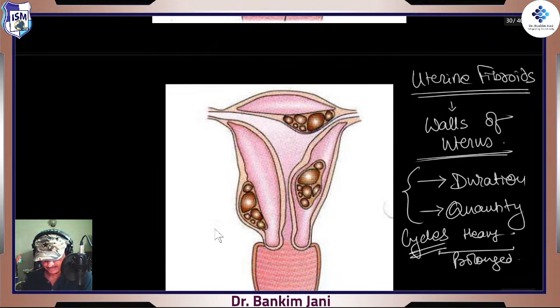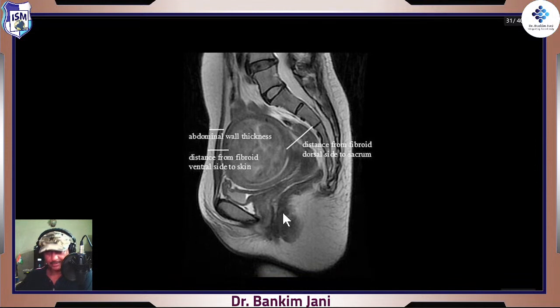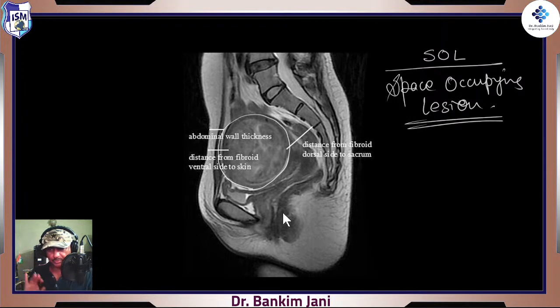So they are heavy and prolonged. I'll show you something. See, this is a crazily big fibroid, so big, right? This is the fibroid. This is also called an SOL, that is space occupying lesion. That's what is called a space occupying lesion. And yes, because it will be occupying the space, it will be pushing the rest of the structures. So it actually disrupts the anatomy. So you need to measure it very properly.